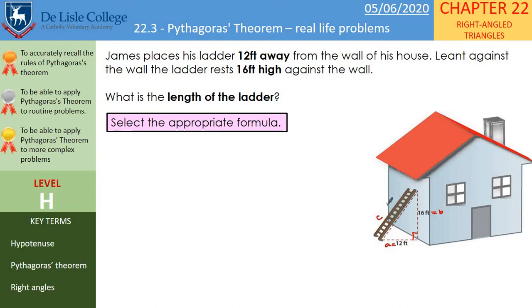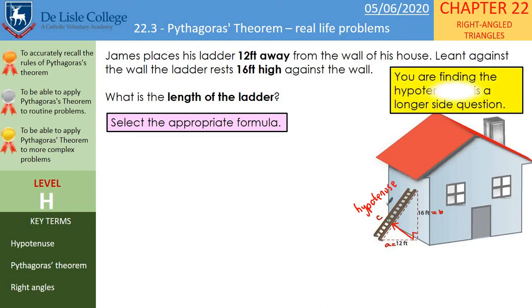Now, first thing we do is we select the appropriate formula. So we need to work out, is it a longer side question or a shorter side? Well, we now know from previous learning that the side opposite the right angle is the hypotenuse. Okay, we've gone over that quite a lot. So we know we're doing a longer side question. So we get the correct formula, which is that one there in the yellow.